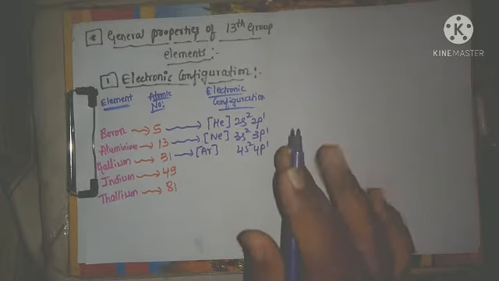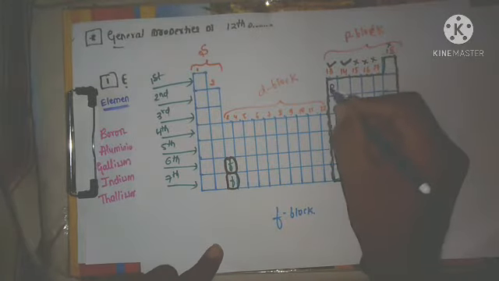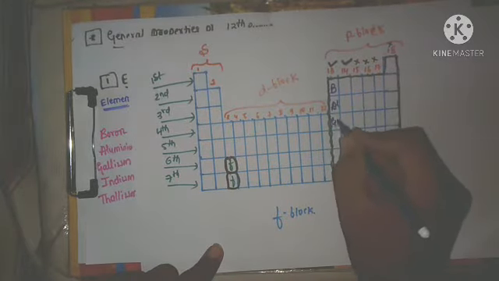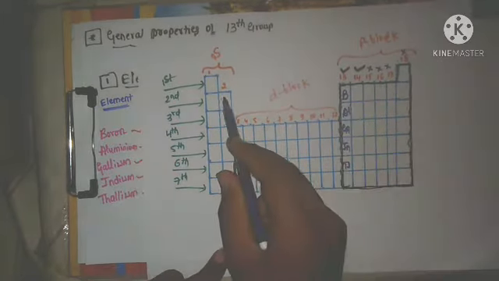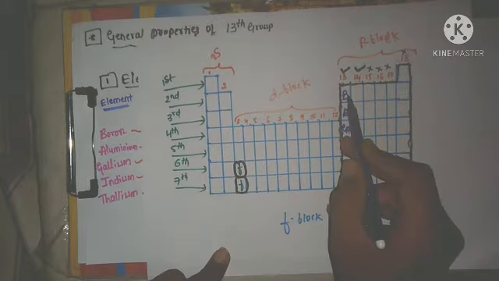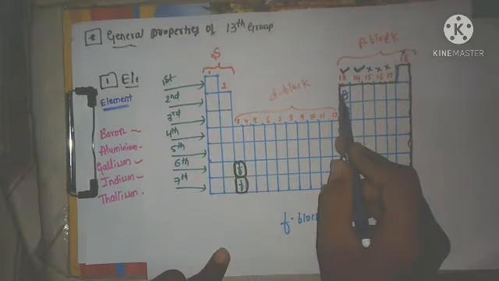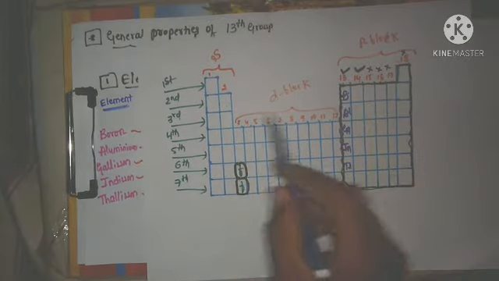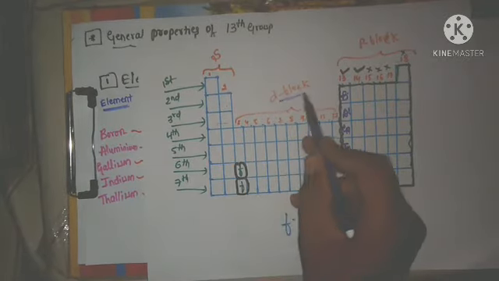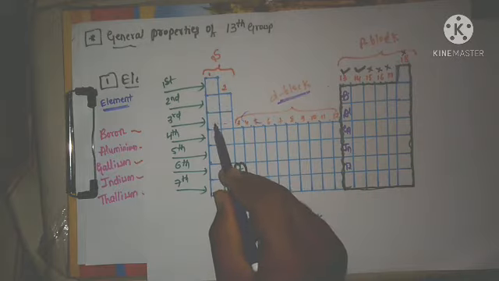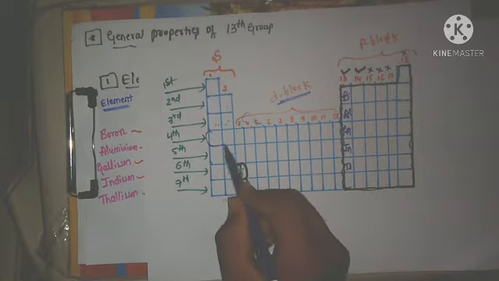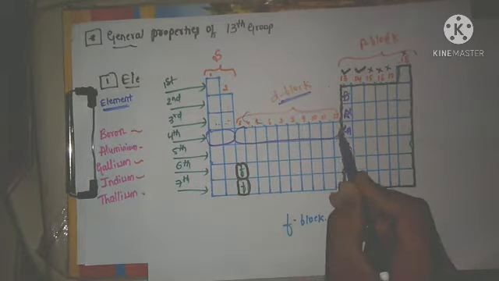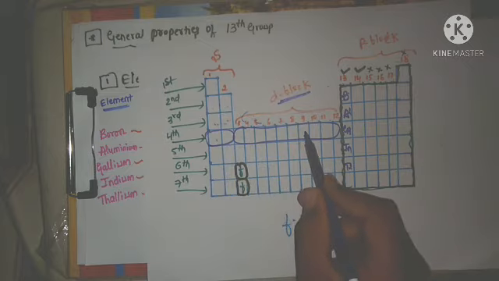4s2 4p1 is there, but if you check the periodic table, here boron, aluminium, gallium, indium, thallium. In this way it is. For boron, only S block elements and P block elements. S and P. Now for aluminium also only S and P are there. There is no D block elements. For gallium, just check, S block elements are there, D block elements are also there.